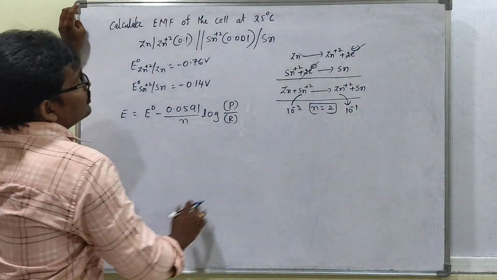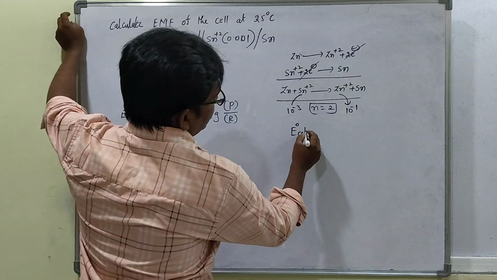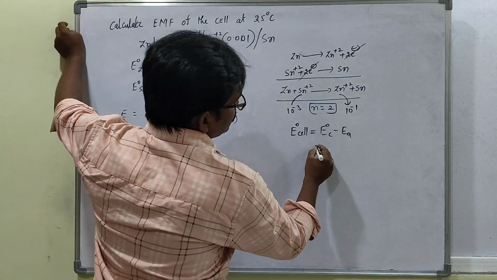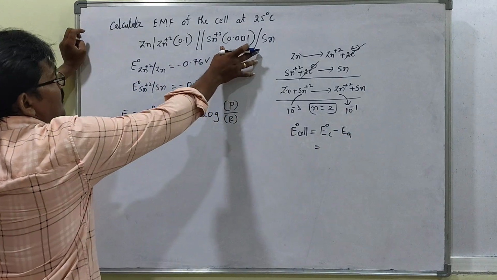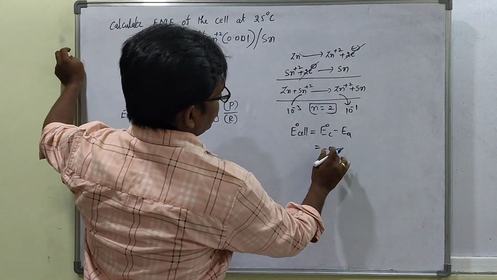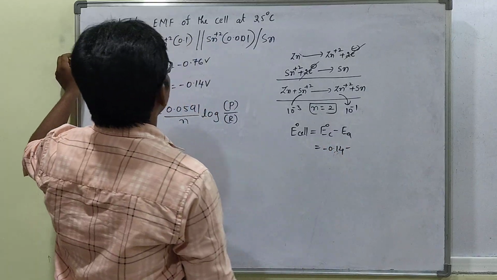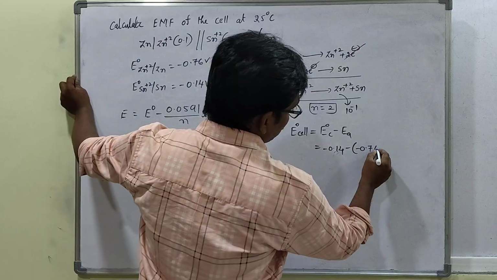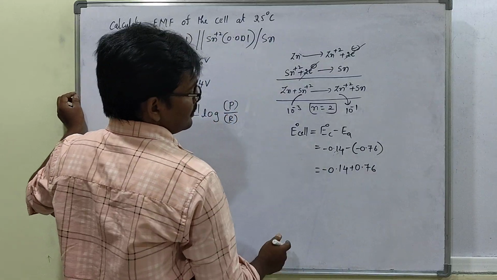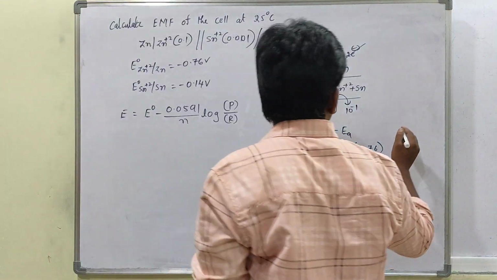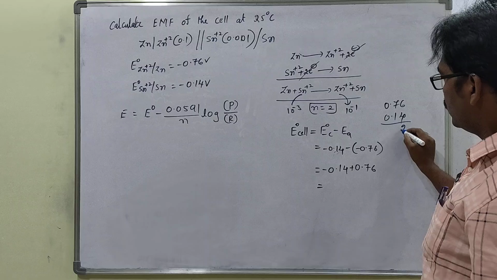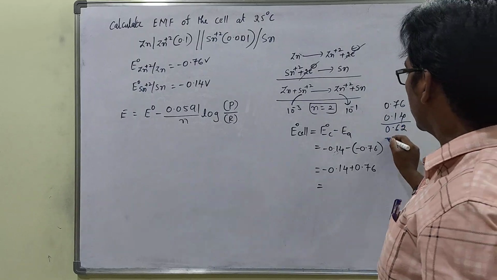Okay, E naught cell, how to find out? E naught cell equals E naught of cathode minus E naught of anode. So what will be E naught of cathode? Cathode is Sn, tin. The tin value is minus 0.14, minus of minus 0.76 volts. Then minus 0.14 plus 0.76, that is 0.76 minus 0.14, which gives 0.62 volts, right?